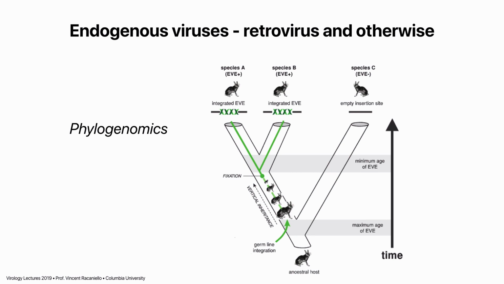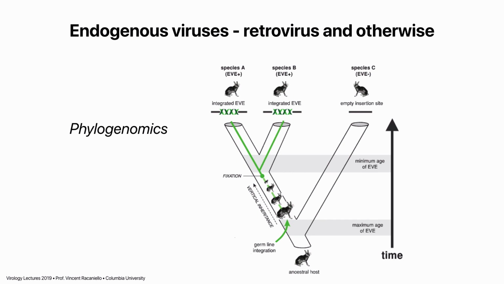Even better, though, is endogenous viruses. I've told you so far in this course that retroviruses integrate into the genome of the infected cell. But it turns out that for many other viruses, both RNA and DNA, random bits of the genomes are just accidentally incorporated into the chromosomal DNA. These appear not to have any function. They're just accidents, but we can use them as clocks. And here's how that works.